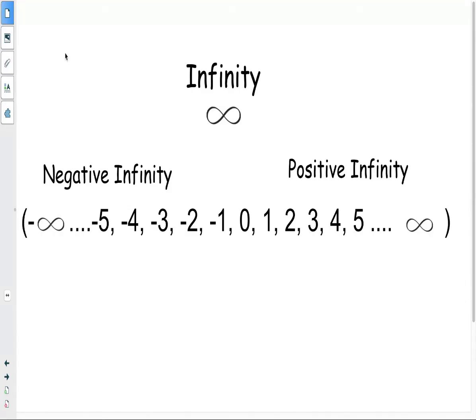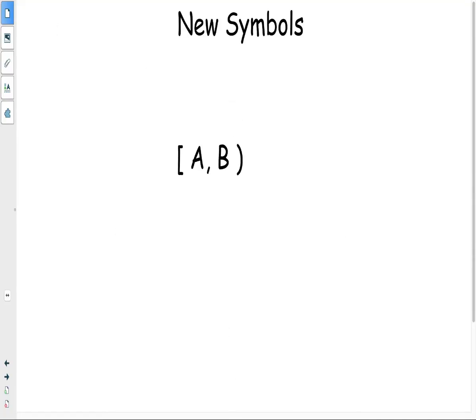That's important when we're talking about domain and range, because my x values all the way to the left are -infinity, all the way to the right are positive infinity, and likewise with my range, all the way at the bottom is -infinity, and all the way at the top is positive infinity.